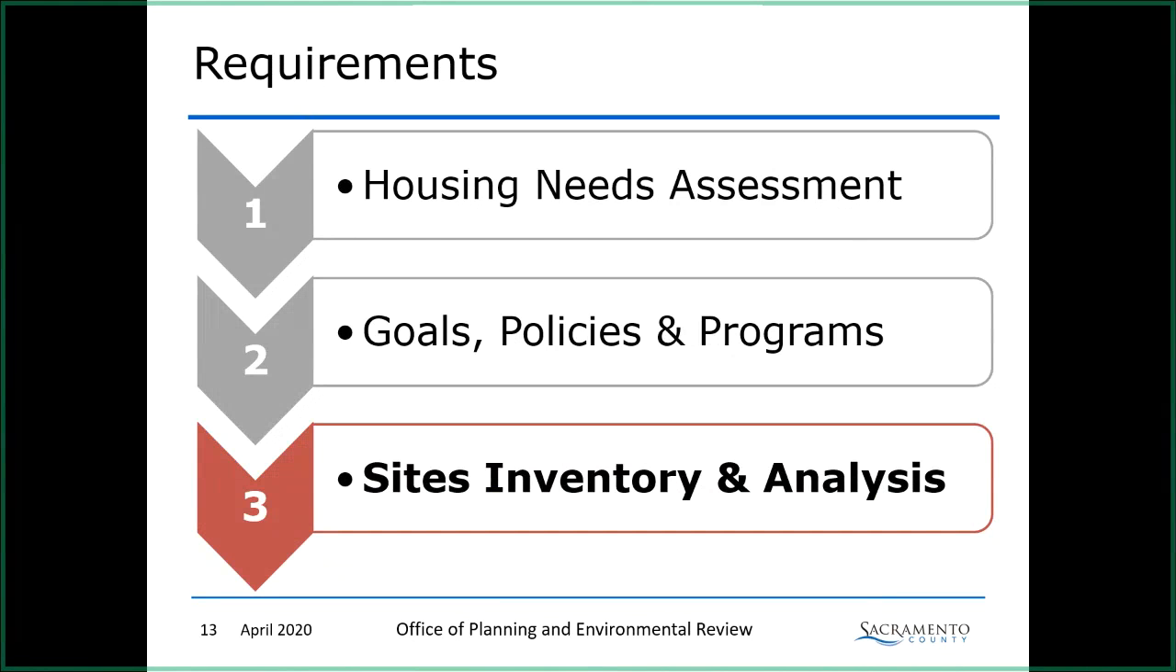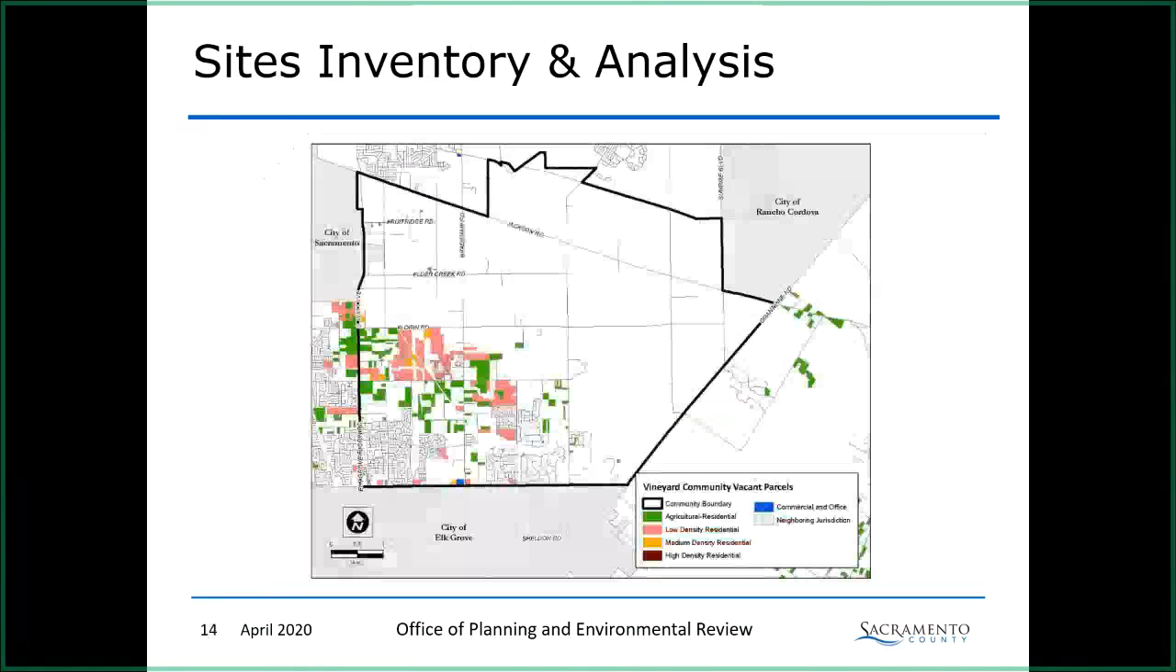Lastly, the element must also include an inventory of sites within the county that could accommodate the future housing needs for the years 2021 through 2029. This is known as the Sites Inventory and Analysis. As a part of its Sites Inventory and Analysis, the county must show that there is enough land zoned at appropriate densities and with adequate infrastructure to accommodate the RHNA. The county must also demonstrate that its code does not limit housing production. For example, the county must have zones where multifamily housing is allowed by right or without a use permit.